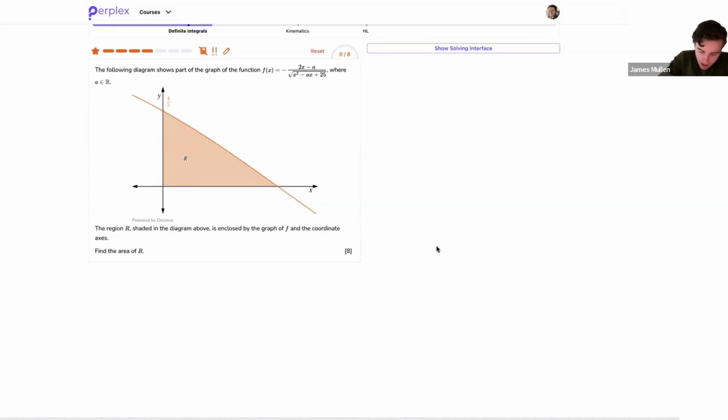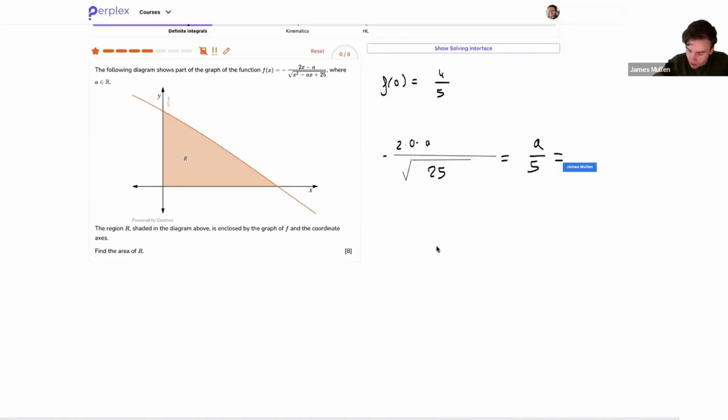And what I can say is, well, I realize that I have a y-intercept of 4 over 5, so f of 0 should be equal to 4 over 5. And in particular, f of 0 is equal to negative 2 times 0 minus a over the square root of x squared, which is going to be 0, minus ax, which is going to be 0, so it's just going to be over the square root of 25. Okay, so this is going to be a over 5. And that means that a is equal to 4, because that's supposed to be equal to 4 over 5, so a is equal to 4. All right, not so bad.